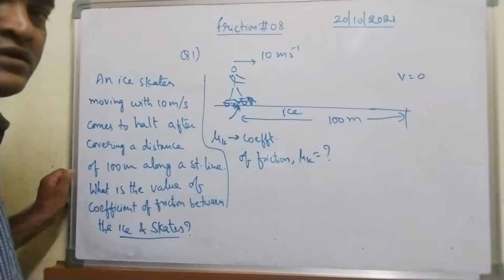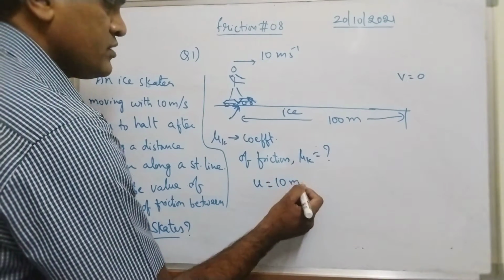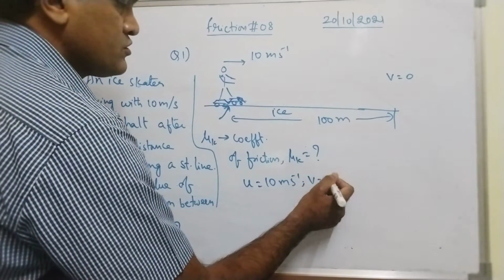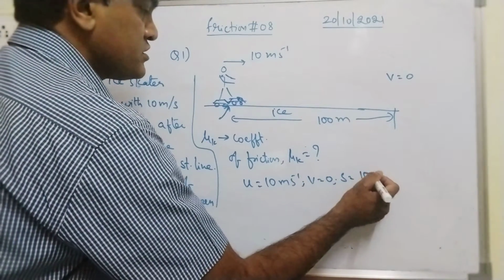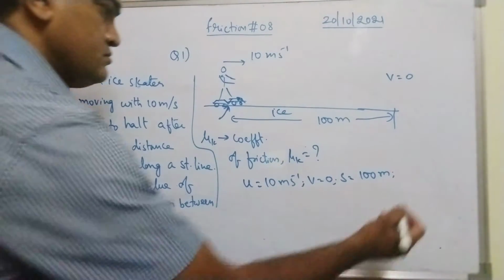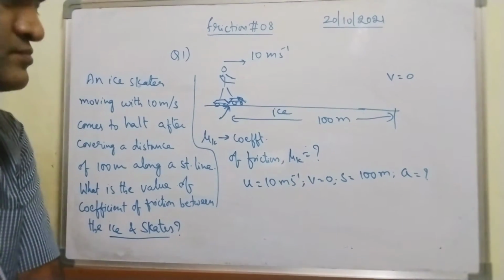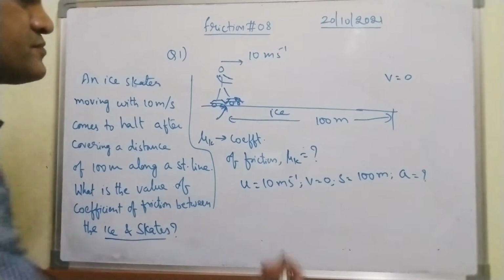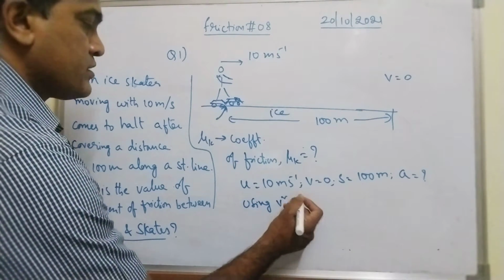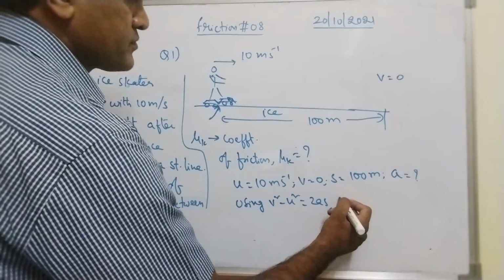So first of all, what are the variables that we know? u is equal to 10 meter per second. This we know, right? v is equal to 0. Displacement is given as 100 meters. Now can you find out acceleration? Let us find out acceleration first using which familiar formula? Using v square minus u square is equal to 2as, I can find out acceleration.